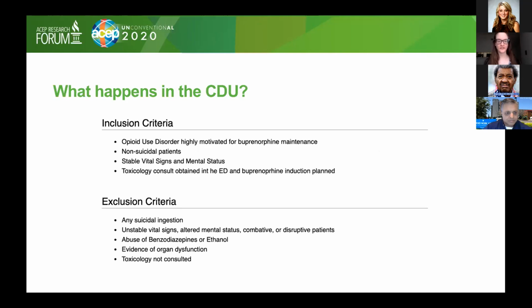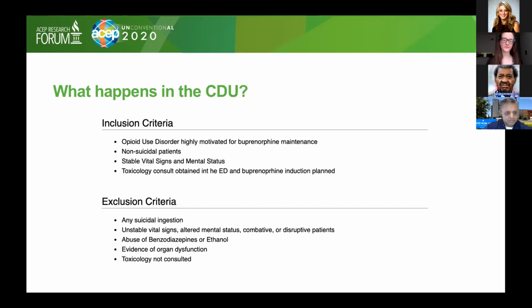So inclusion criteria for this study was any patient presenting with opioid use disorder, whether it was an acute ingestion, or they just presented to the emergency department with a chief complaint of, I want to start Suboxone, assuming they were highly motivated for Suboxone initiation, and that they didn't have another medical comorbidity that suggested they needed to be admitted as an inpatient. Suicidal ideation was an exclusion criteria. They had to have stable vital signs and mental status, and we had to obtain a toxicology consult in the emergency department with a plan for initiating Suboxone. Toxicology is the lead division in our department for our outpatient medically assisted therapy program. So they generally run the majority of our addiction treatment at Emory.